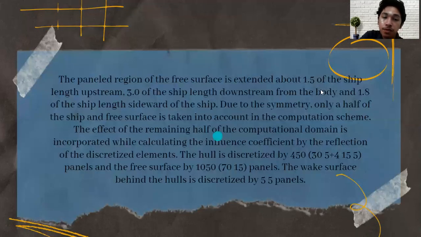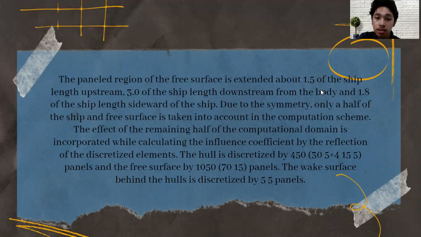And then the panel region of the free surface extends about 1.5 of the ship length upstream, 3.0 of the ship length downstream from the body, and 1.8 of the ship length sideward of the ship. Due to the symmetry, only half of the ship and free surface is taken into account in the computation scheme. The effect of the remaining half of the computational domain is incorporated while calculating the influence coefficient by the reflection of the discretized elements.